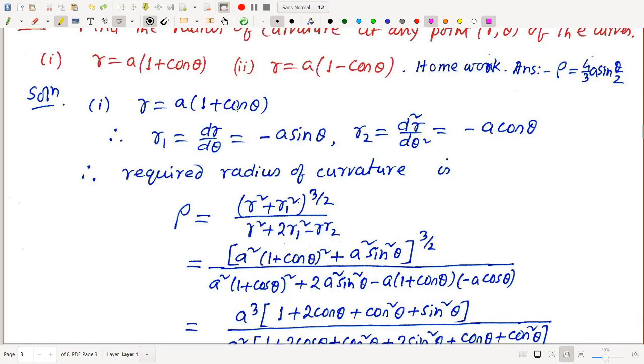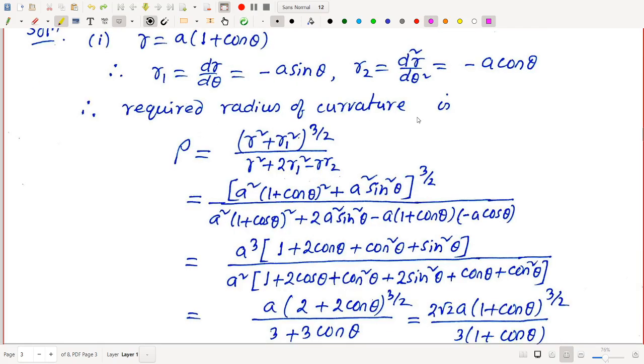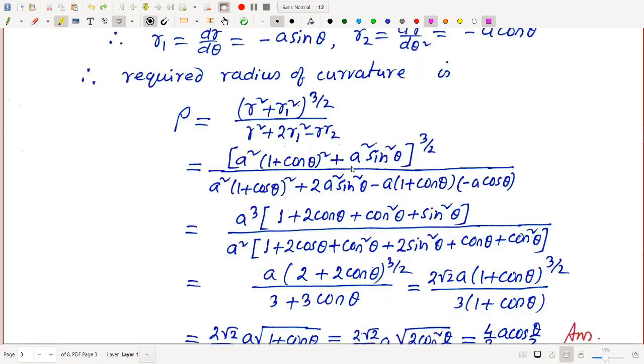r equals a into 1 plus cos theta. r1, meaning dr by d theta, is minus a sin theta, as the derivative of cos theta is minus sin theta. r2, meaning d square r by d theta square: again differentiate, the derivative of sin theta with respect to theta is cos theta, so minus a cos theta. Therefore the required radius of curvature in polar coordinates is given by the formula rho equals r square plus r1 square to the power 3 by 2, over r square plus twice r1 square minus r r2.